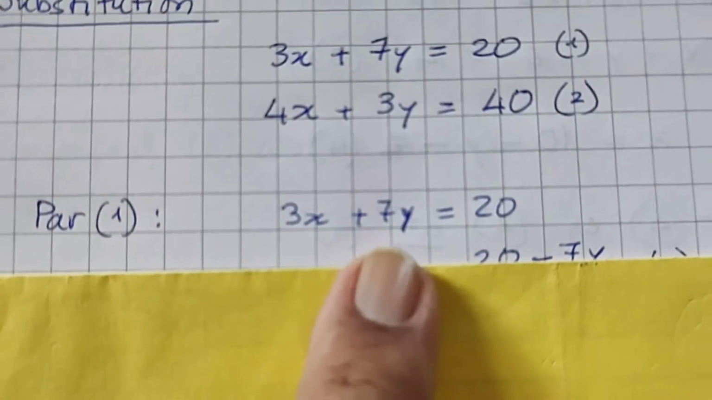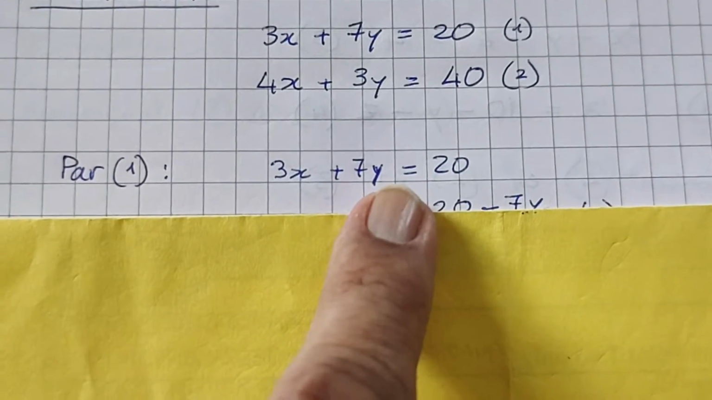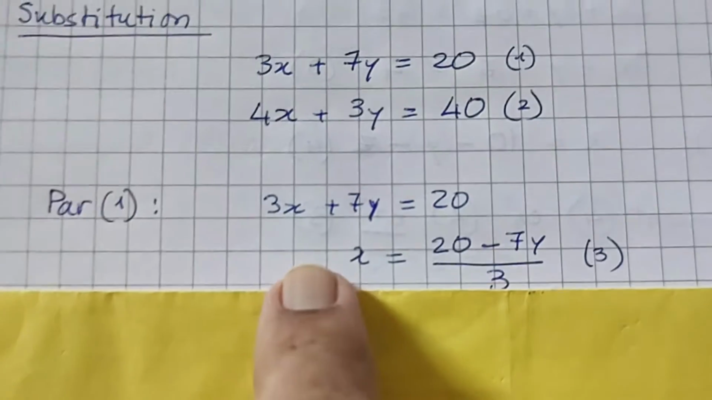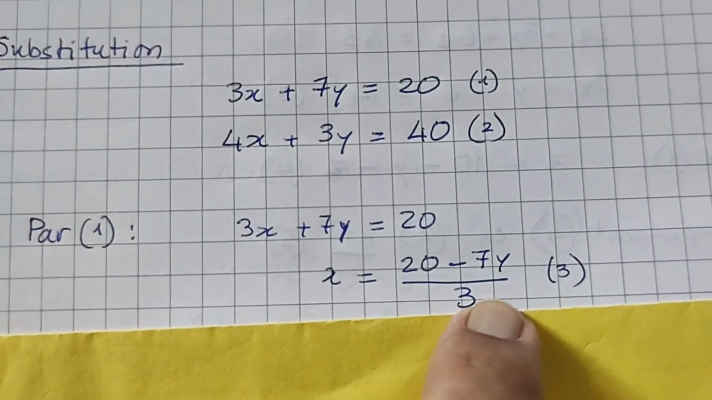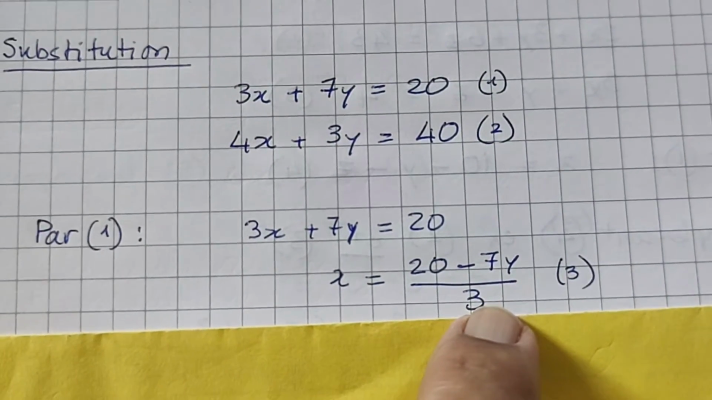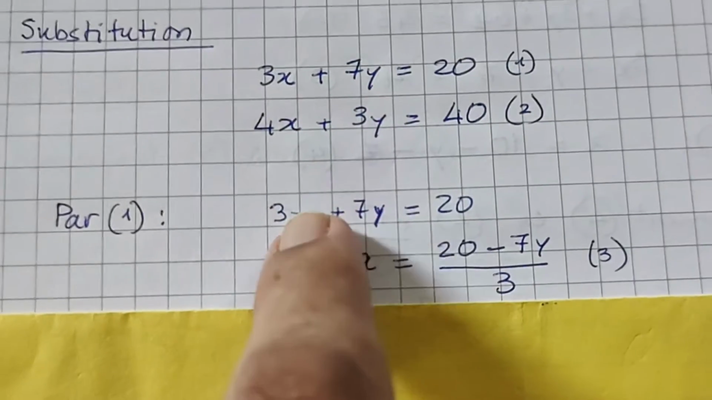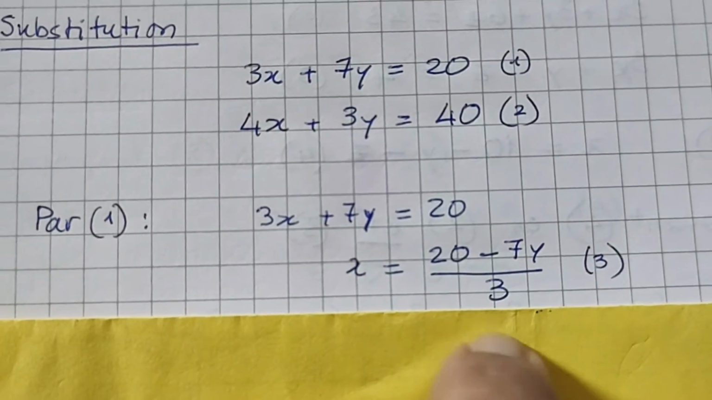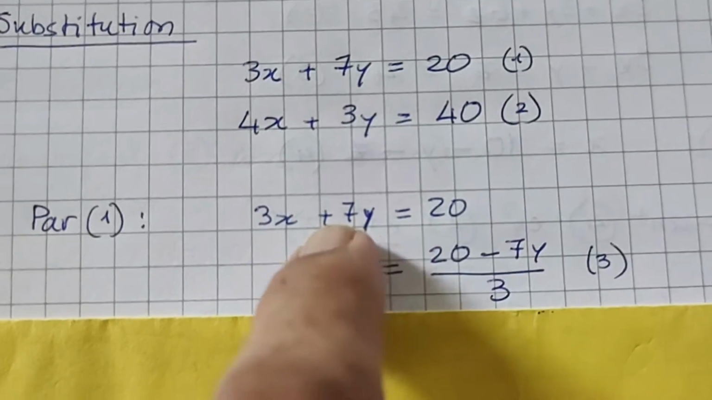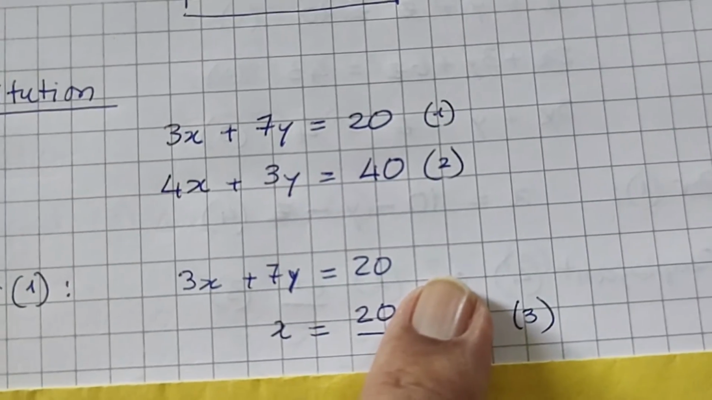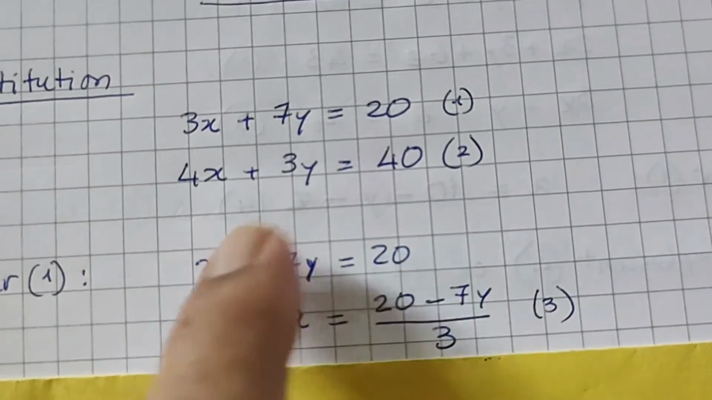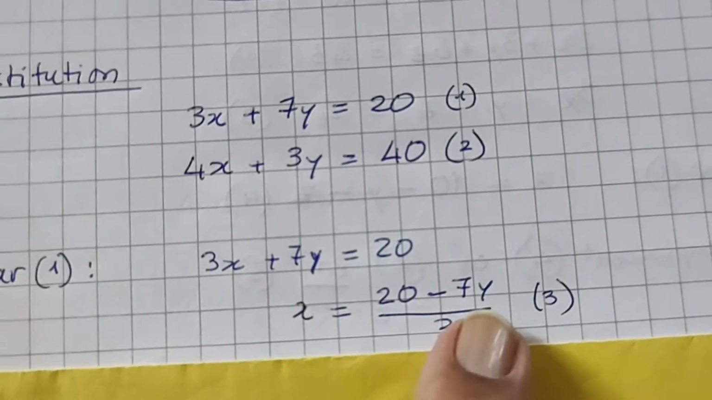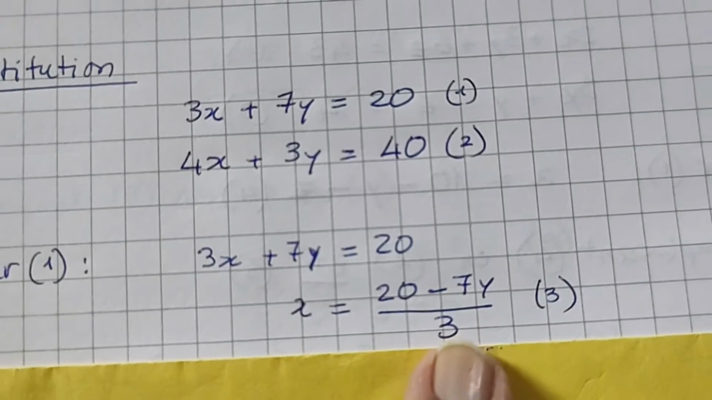So par 1, I copy again just to make sure that I know what I'm doing. This is important. I could have gone straight to this point, but then you would get a little confused if you saw it after a few days. So best is to copy it, and then you find out x est égal à 20 moins 7y divisé par 3. When 7y goes that side, it becomes negative. And then you have 3x is equal to 20 minus 7y. So x is equal to 20 minus 7y over 3.